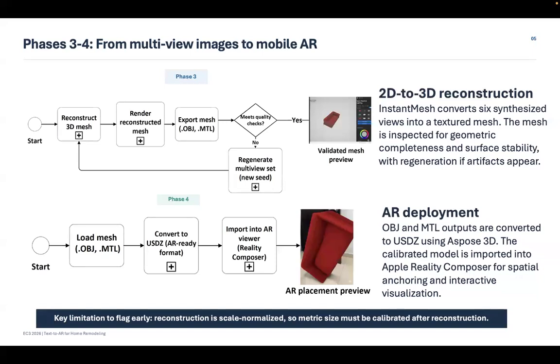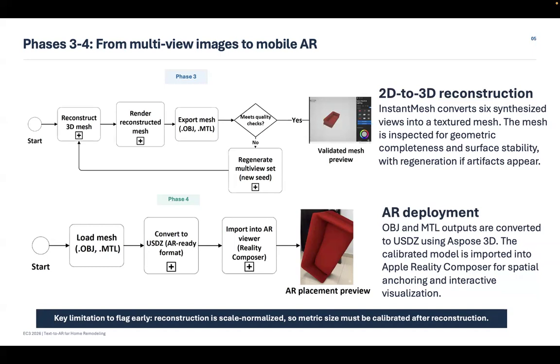One current limitation is that reconstruction occurs in a normalized coordinate space. Therefore, the generated model does not automatically preserve the true physical dimension of the object. As you can see in the picture, the placement of that particular sofa. A scaling parameter must be applied after reconstruction.